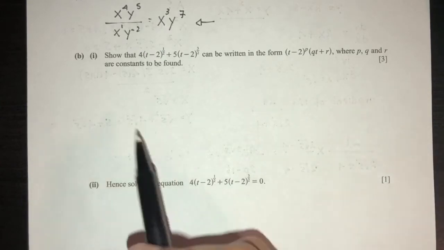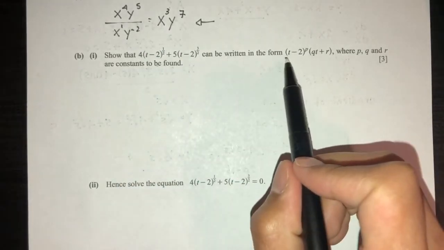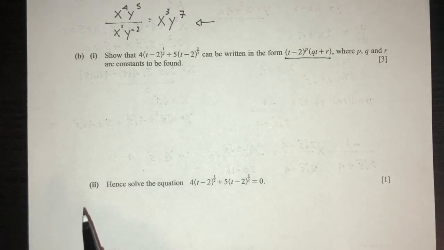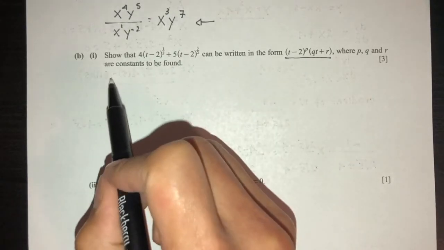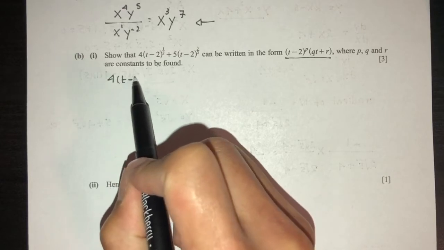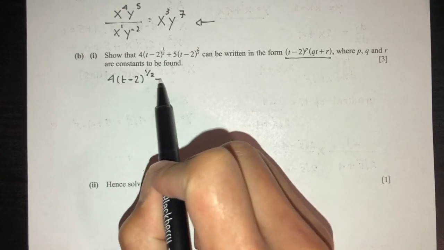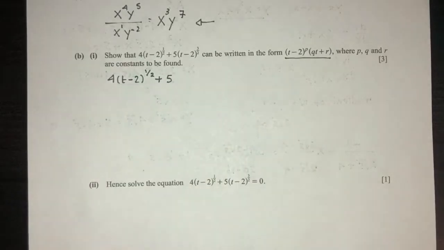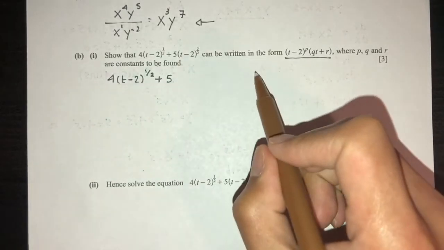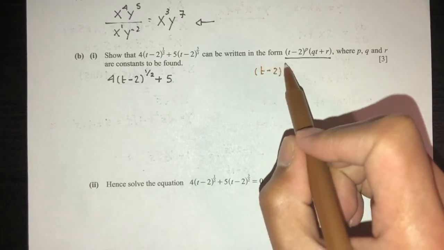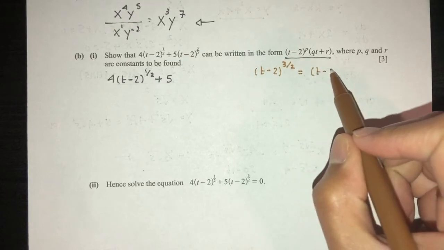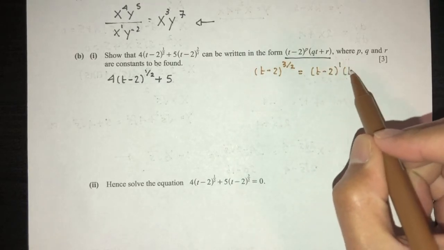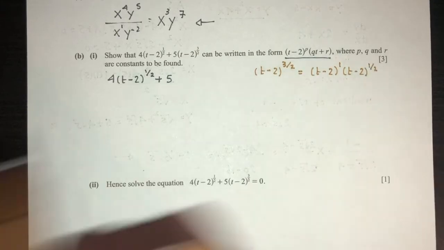Now for part B, show that this can be written in this form, where P, Q, R are constants to be found. So how can we write this? Let's observe. So here we have 4 t minus 2 power half plus 5. So you have to know what is t minus 2 power 3 over 2. So this can be broken down into t minus 2 power 1 times t minus 2 power half. So let's write this down here.